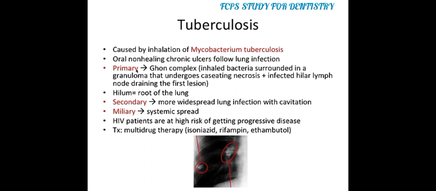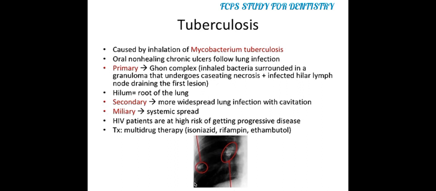So primary, and I should say TB is actually very confusing. It has a very convoluted way of working and manifesting in the body, but I'm just trying to keep it really nice and simple and focus on, again, the highest yield stuff that you need to know. So primary infection involves this Ghon complex.